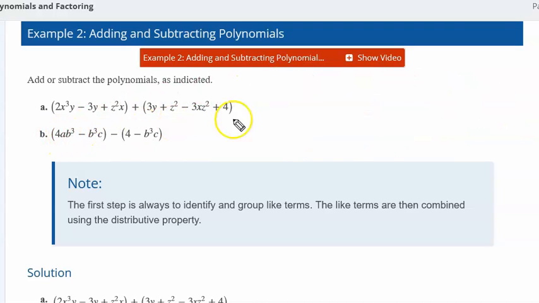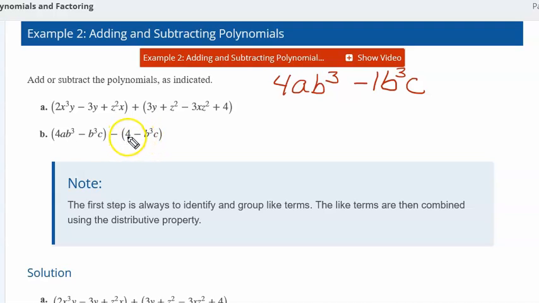All right, now going on to the subtraction. It's done in a similar way, but there's one important point. Let me write it. 4ab cubed minus, and again, we can put a 1 there, b to the third c. Now, whenever we have a negative sign in front of a parenthesis, the protocol is just to remove the parenthesis and change each of the signs.